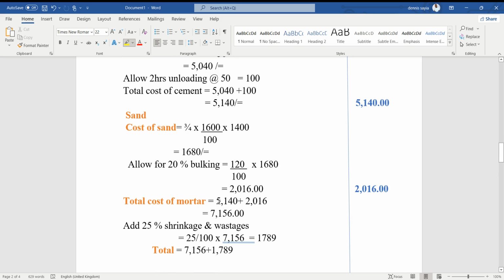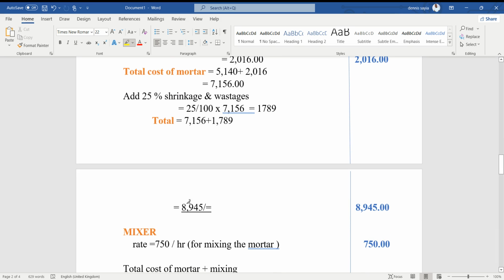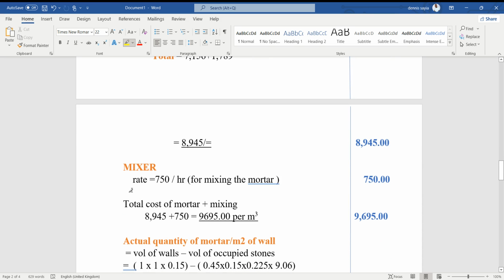Now the total cost of the mortar, that is cement and sand, will be 5,140 plus 2016. That gives us 7,156. Allow for 25% shrinkage and wastage, that is 25% of this total. It will give us 1,789. So if we add to the total, now we have the total cost of the mortar to be 8,945. The mortar has to be mixed, and that is why we have a mixer.